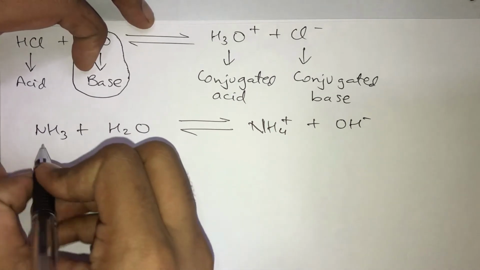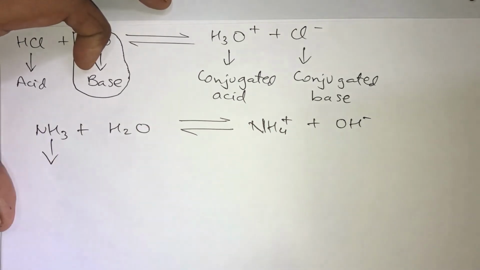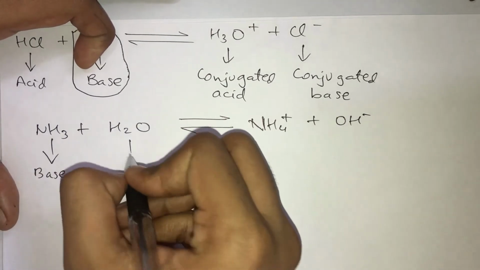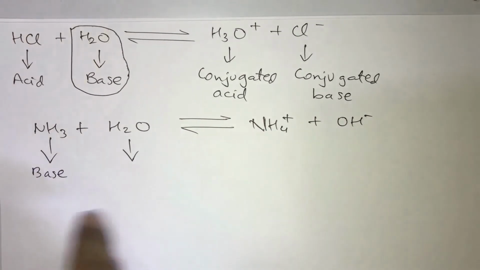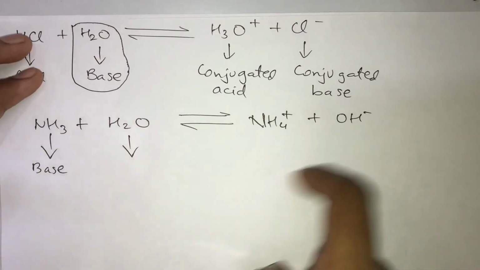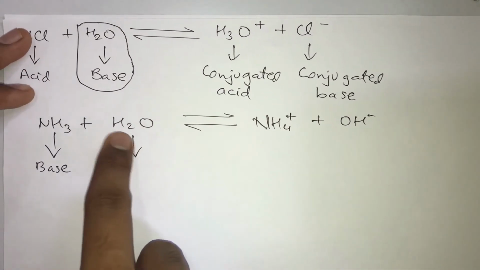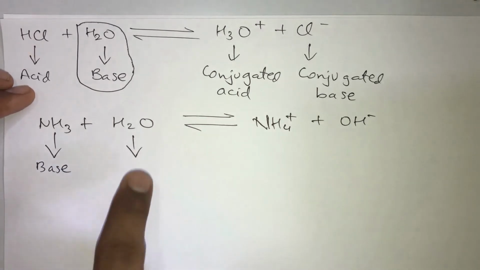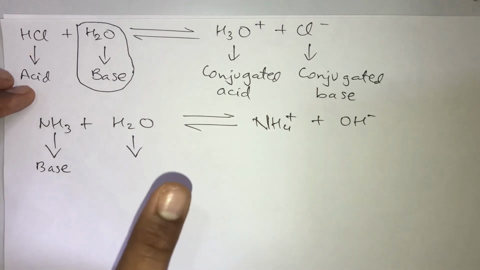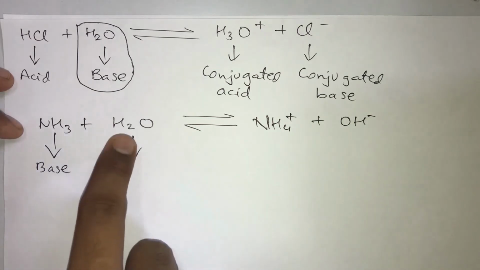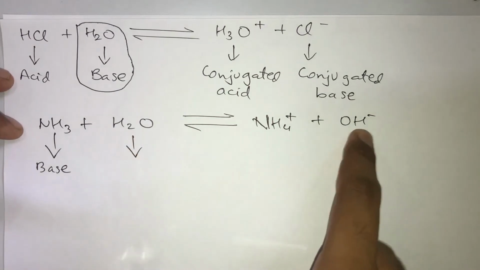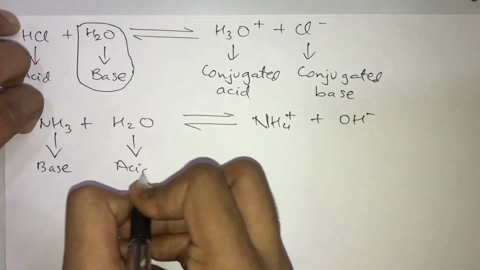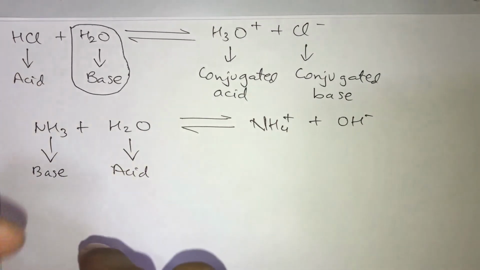So since it is accepting an H+ ion, it becomes your base. As this H2O is getting converted into OH-, can I say guys it is donating one H+ ion, and since it is donating one H+ ion, it is getting converted into OH-. So this becomes your acid because it is donating an H+ ion.